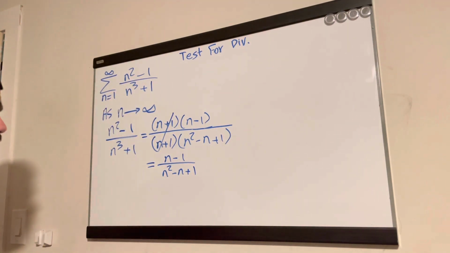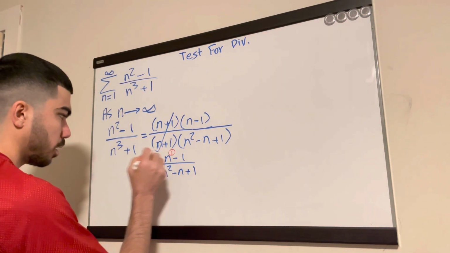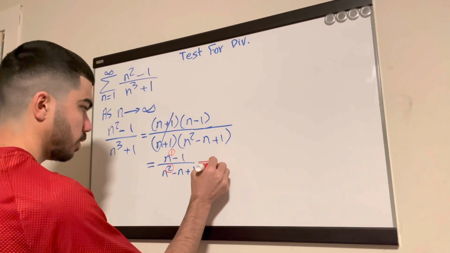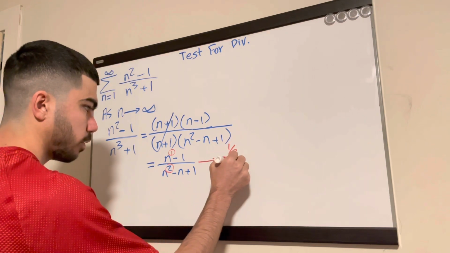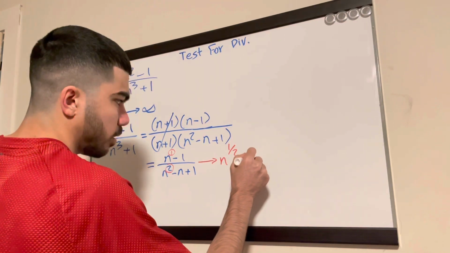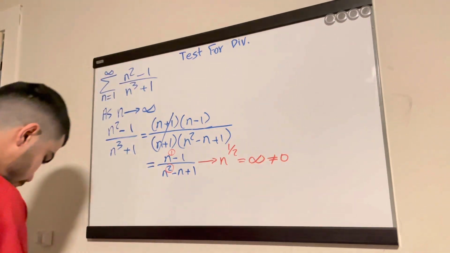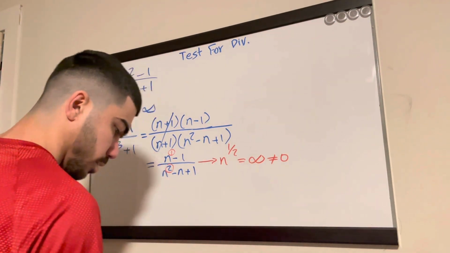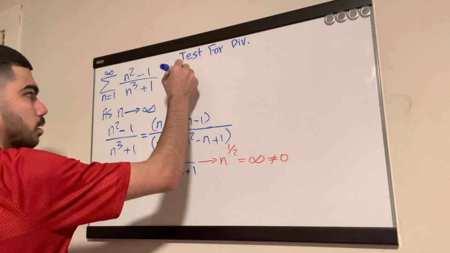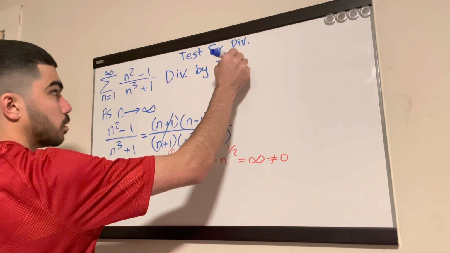Now, here we have an invisible 1 on the top, and the 2 on the bottom, which of course gives us n to the 1/2. And if you put the infinity in, you get infinity, which does not equal 0. Well, you know what that means? That means the series diverges by TFD, the test for divergence.